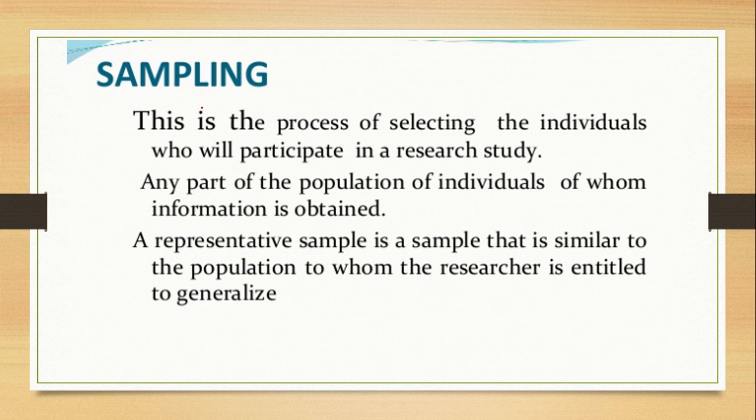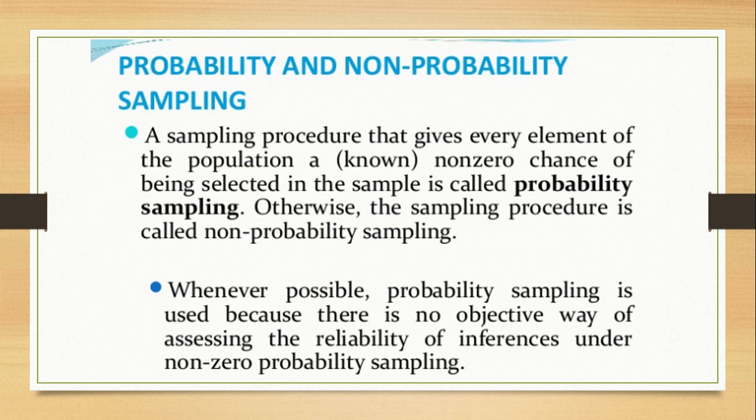Then we have what we call sampling. This is the process of selecting the individuals who will participate in a research study, any part of the population of individuals of whom information is obtained. Alright, then a representative sample is a sample that is similar to the population to whom the researcher is entitled to generalize. Then we have what we call probability and non-probability sampling.